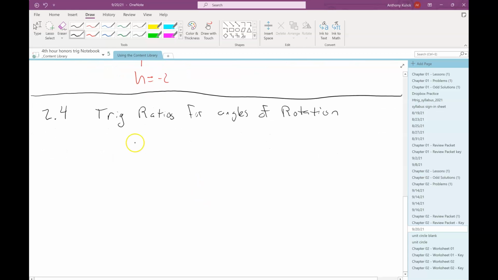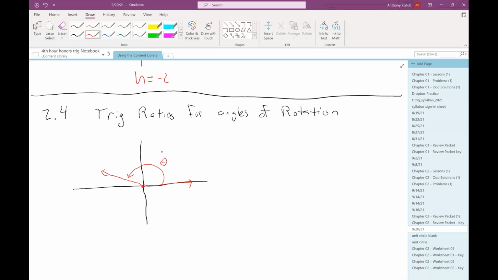And in section 2.3, we took our first step towards doing that when we defined these angles of rotation, these standard form angles. Because now we can represent angles of any size, as big as you want, as small as you want. What we're going to do now is use that new representation and generalize our SOHCAHTOA definitions of sine, cosine, tangent, etc., and move out of right triangles and onto these angles of rotation. So that's the goal for today.